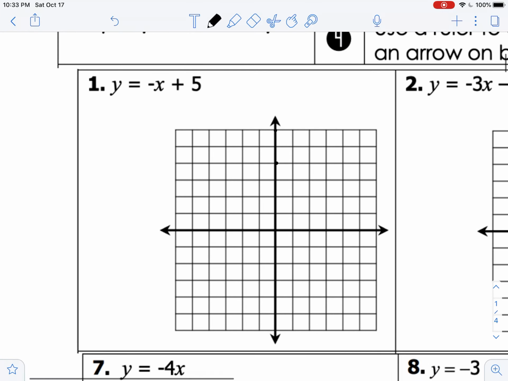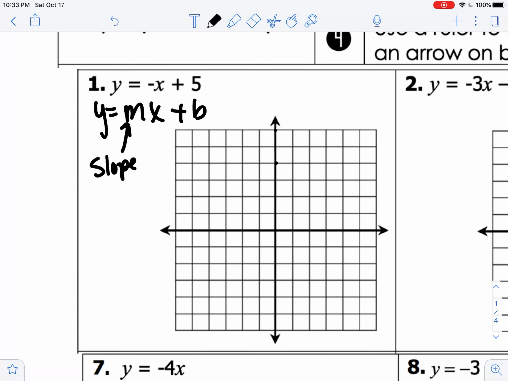So let's take a look at this very first one. So this is in slope-intercept form. So again, that's y equals mx plus b. Our slope is our m, and our b is our y-intercept. So let's go ahead and identify that y-intercept. So our b is a positive 5. So we're going to go over here, 1, 2, 3, 4, 5, and we're going to mark that point right there. Okay. Now the next thing that we need is going to be our slope.